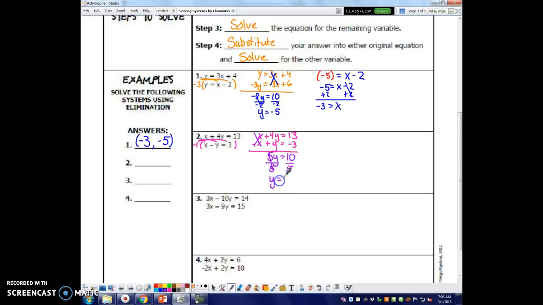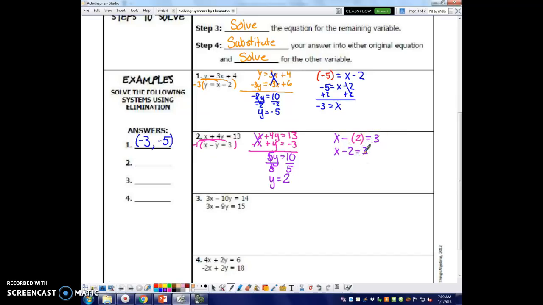So y equals, what's 10 divided by 5? 2. So now we're going to substitute. I'm going to use the bottom equation again. So x minus, and what do we have instead of y? 2. X minus 2 equals 3, right? X minus y equals 3, x minus 2 equals 3.